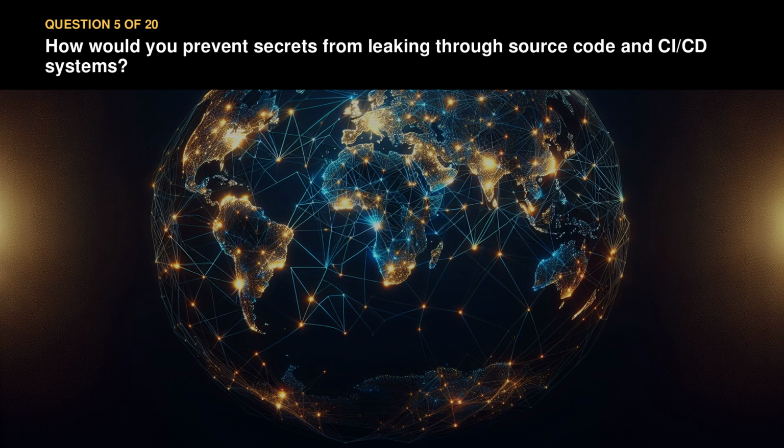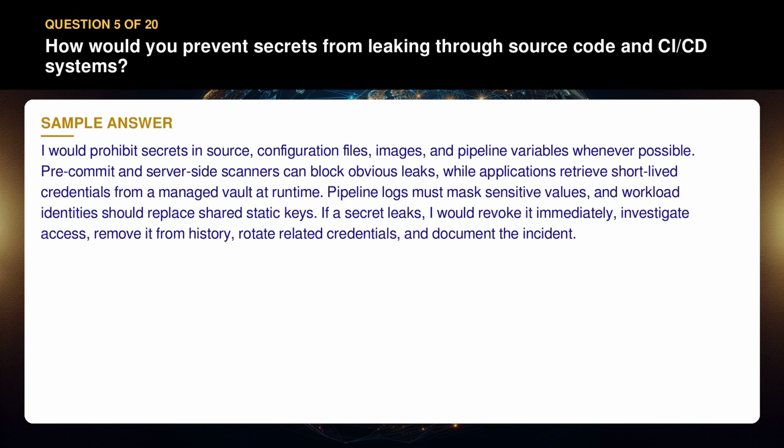Question 5. How would you prevent secrets from leaking through source code and CI/CD systems? I would prohibit secrets in source, configuration files, images, and pipeline variables whenever possible. Pre-commit and server-side scanners can block obvious leaks, while applications retrieve short-lived credentials from a managed vault at runtime. Pipeline logs must mask sensitive values, and workload identities should replace shared static keys.